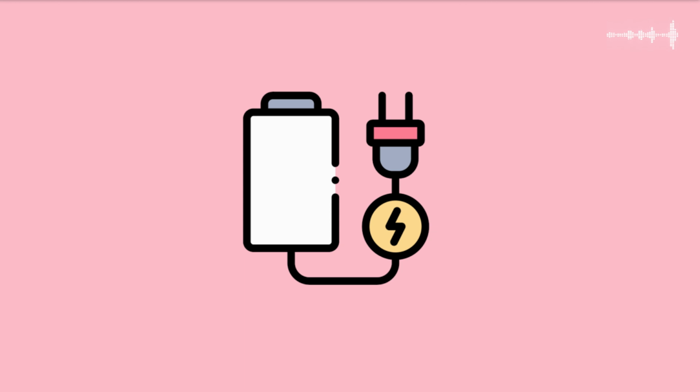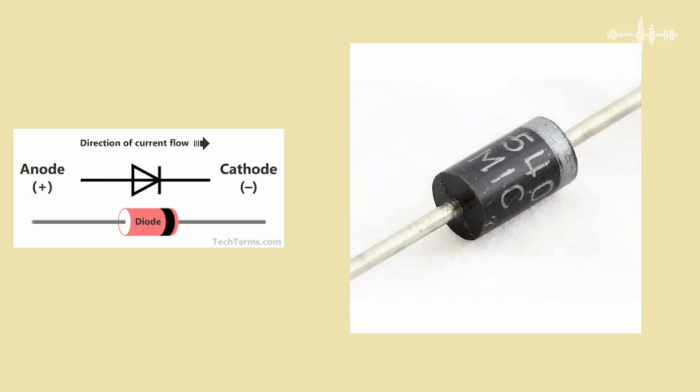Have you ever wondered how your smartphone's battery charger prevents it from being damaged by incorrect current flow? Or how electronic devices stay protected from power surges? The answer lies in a tiny but mighty component called a diode. In today's video, we're going to explore what a diode is, how it works, and why it's crucial in electronics. Let's dive in.